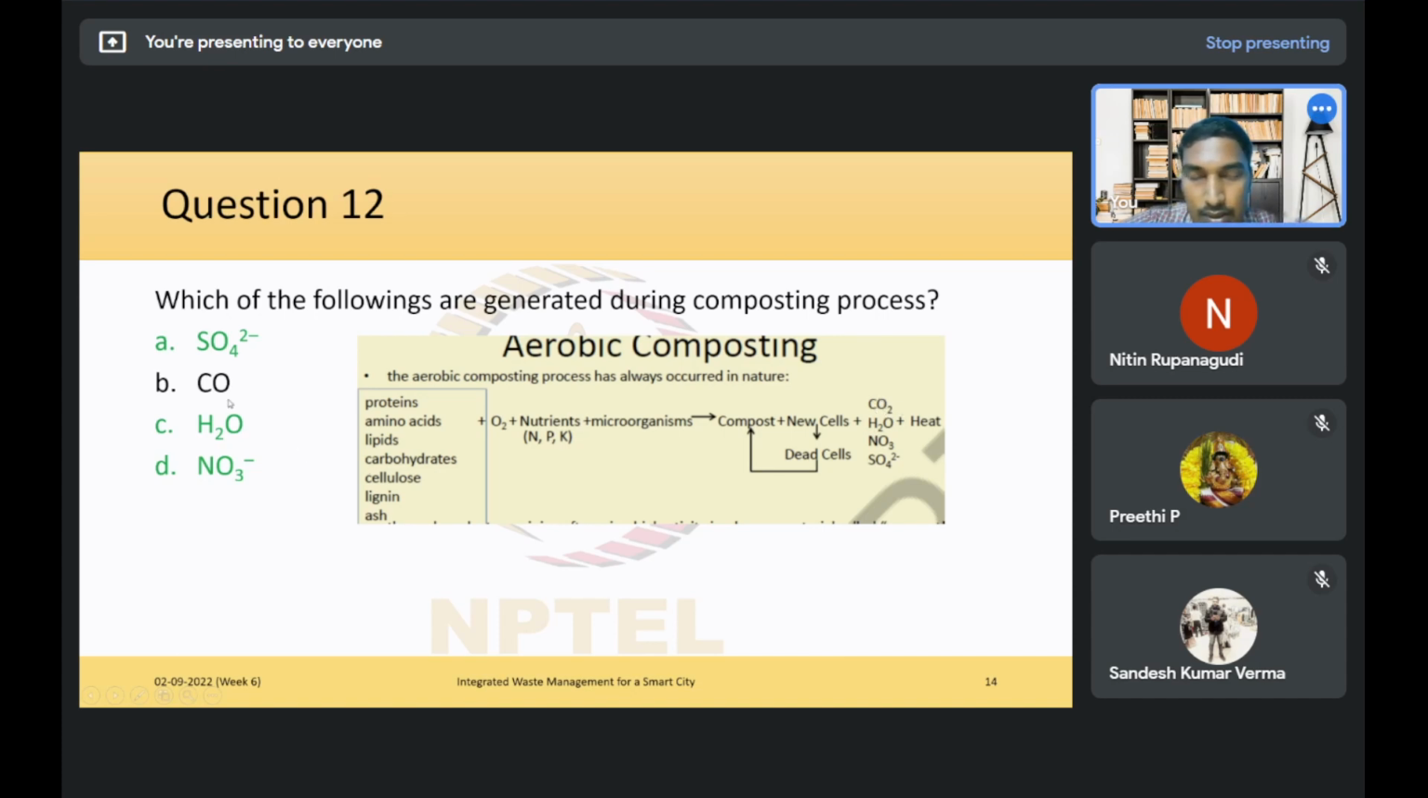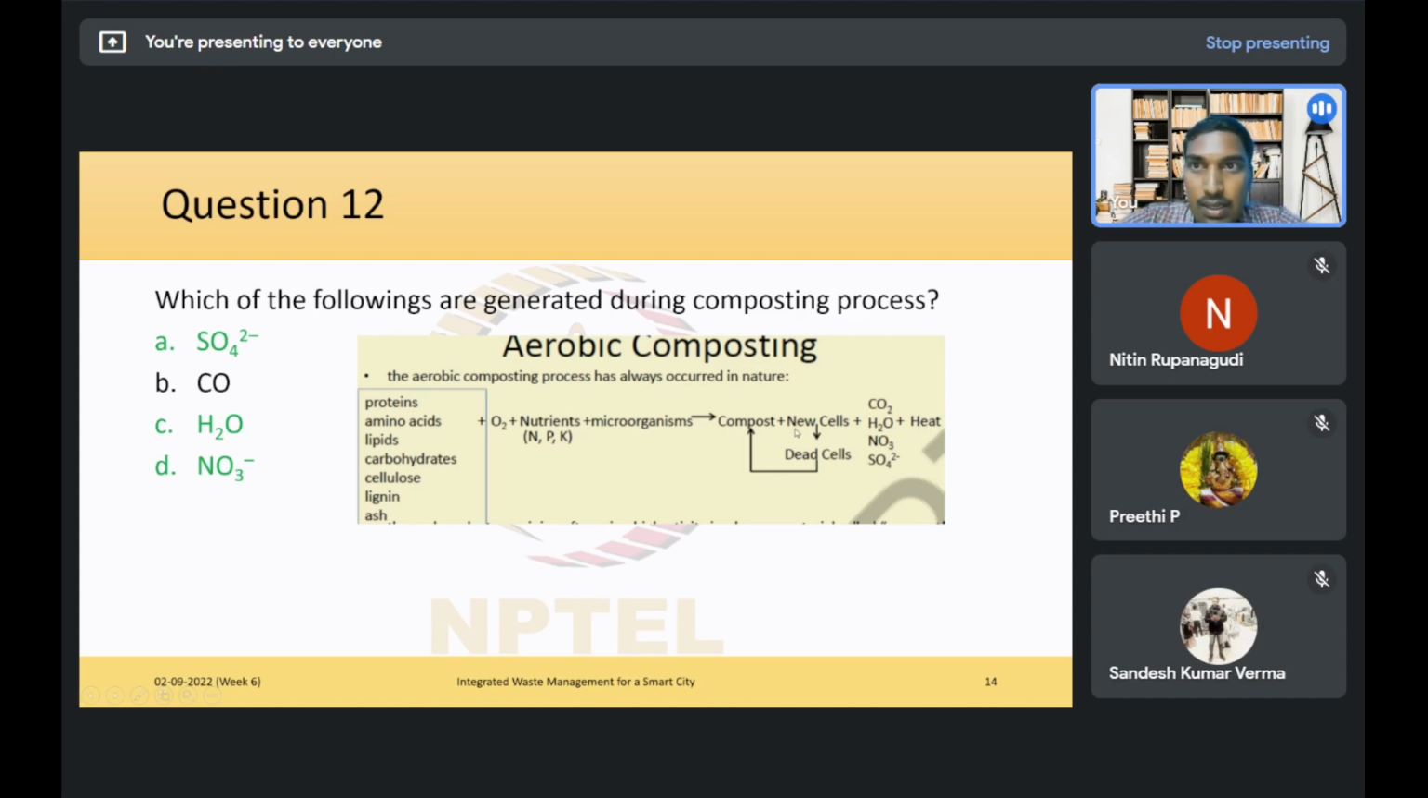But one of the options is carbon monoxide. We do not get carbon monoxide, we get carbon dioxide. Therefore, we left option B out. Other than B, we have all the other three options A, C, and D being generated, right? Along with that, we also get some heat because this aerobic composting is an exothermic process.